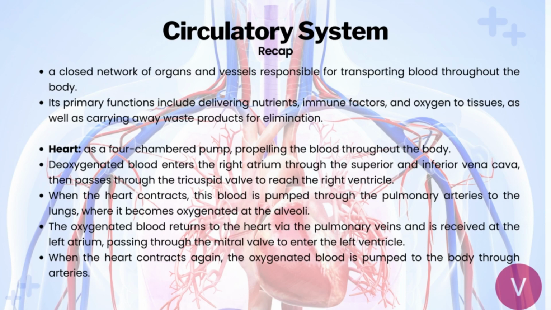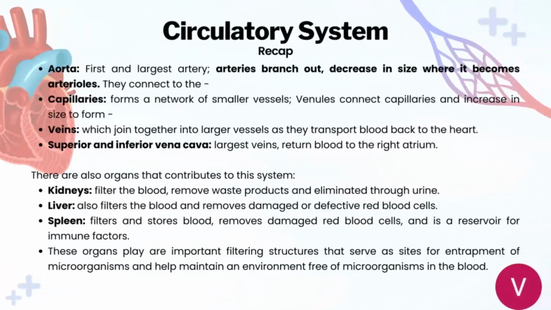When the heart contracts again, the oxygenated blood is pumped to the body through arteries. The arteries branch out from the aorta, the first and largest artery. They progressively decrease in size, becoming arterioles, and ultimately connect to capillaries, forming a network of smaller vessels. Venules connect capillaries and increase in size to form veins, which join together into larger vessels as they transport blood back to the heart. The superior and inferior vena cava, the largest veins, return blood to the right atrium.